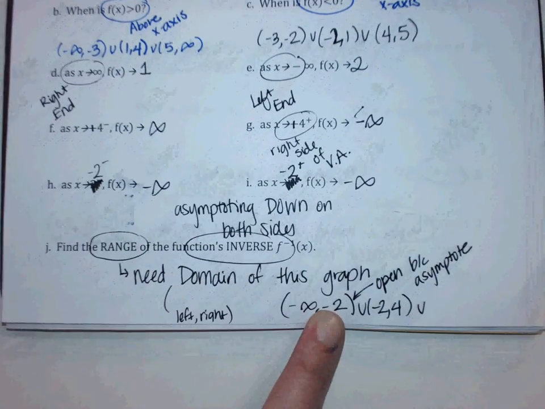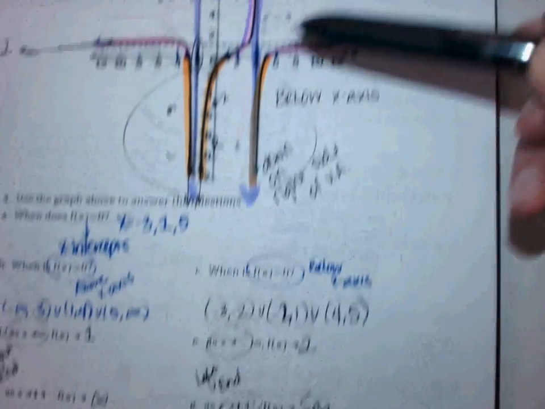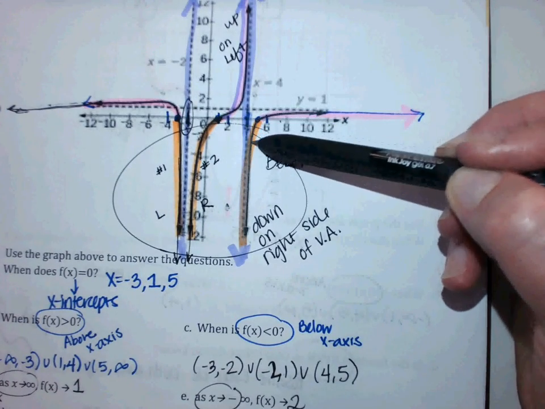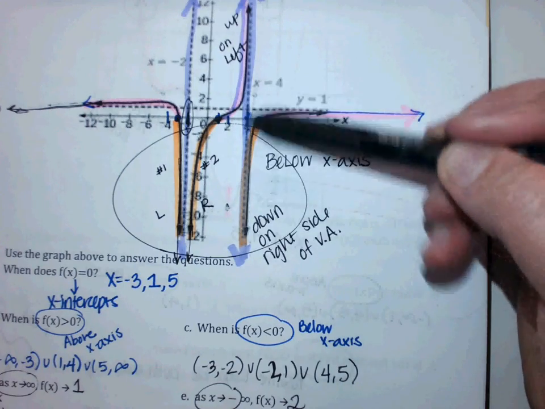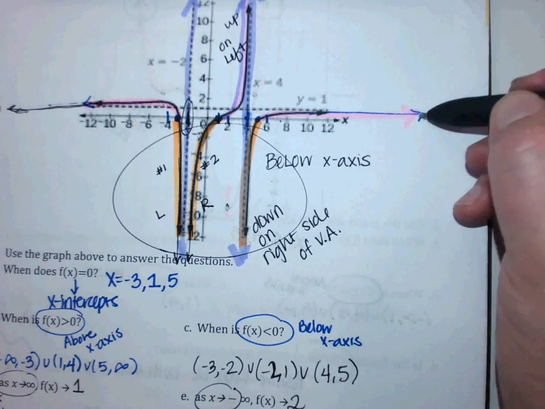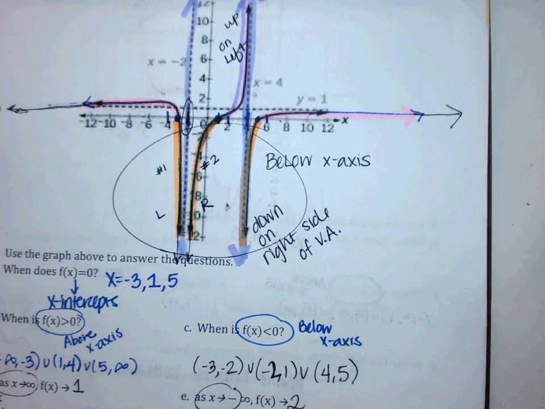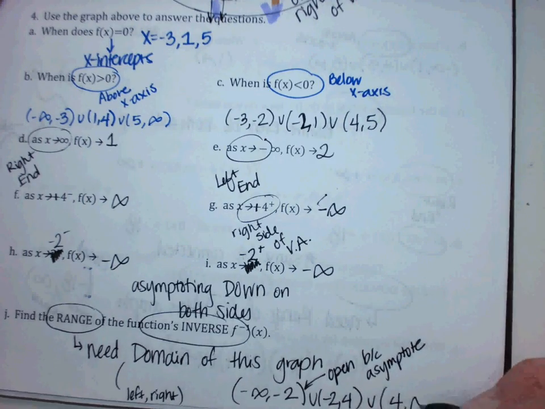Okay, then I have one more left. Look at your last little chunk of the graph. How far back can this piece go until it hits that line? What's your x value? 4, right? Because that's where my line is. And then how far is it going on this side? Infinity. So it would be from 4 till infinity.